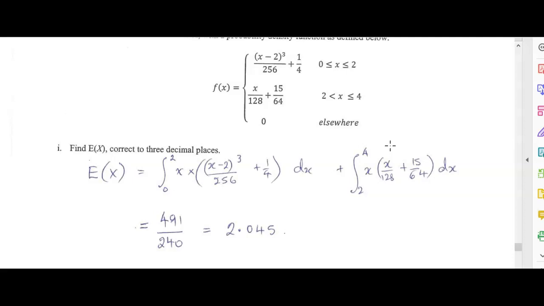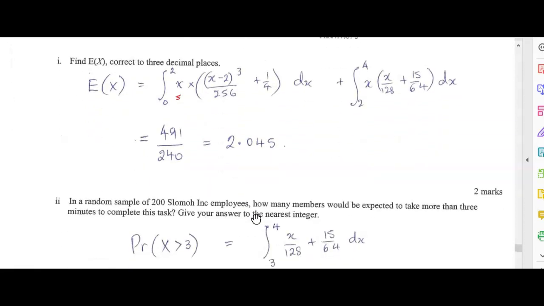So with continuous random variables, we do just put the x in front of the function, so you can see that there. And because we have 2 of them, we do it twice. So we go from 0 to 2 for the first, and then for the second one, we're going from 2 to 4. And then you can just do that on your calculator.